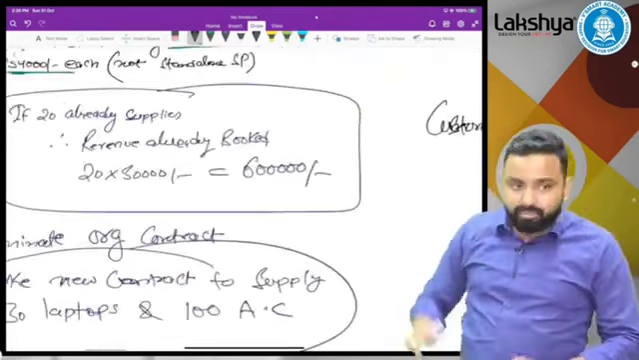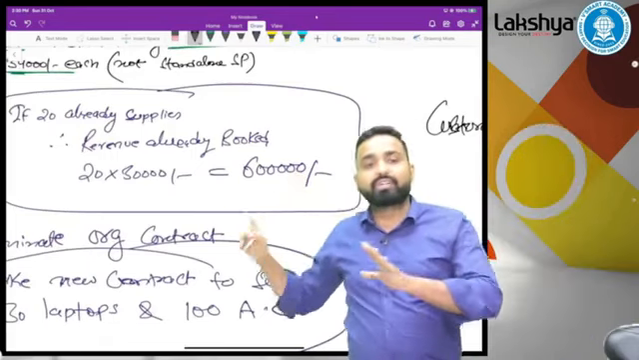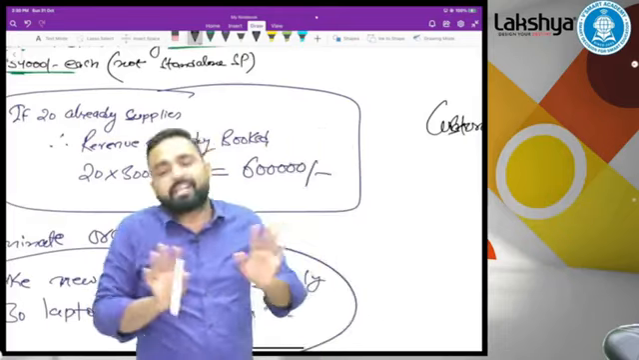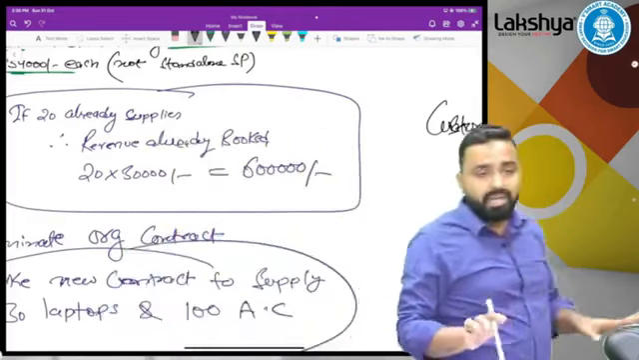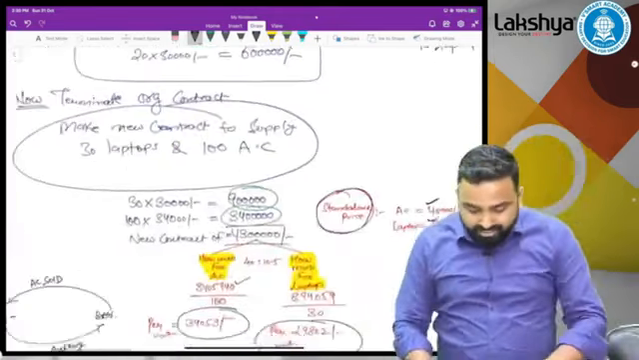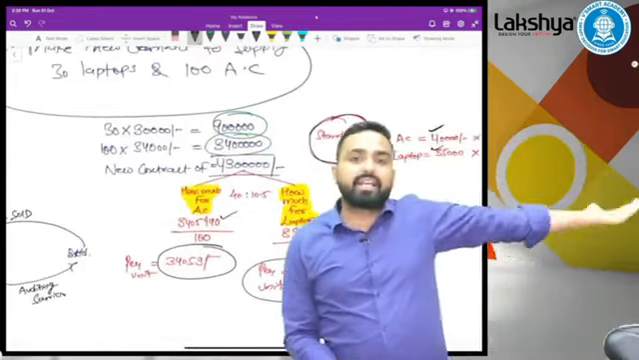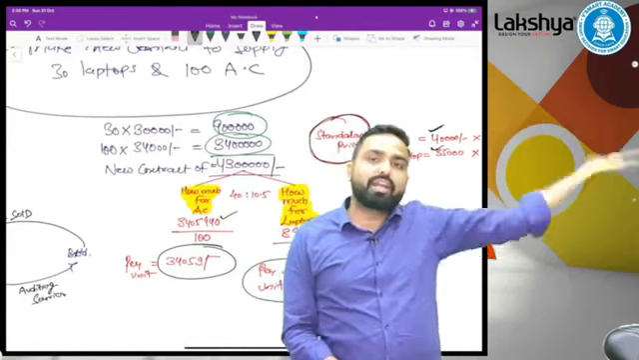Whether I have disturbed the earlier recognized revenue? No. That was the revenue from original contract. The original contract has been terminated. That's all. Understood? So what we need to do? We need to make a calculation like this. So no need to disturb the earlier recognized revenue, terminate the original contract, make a new contract.